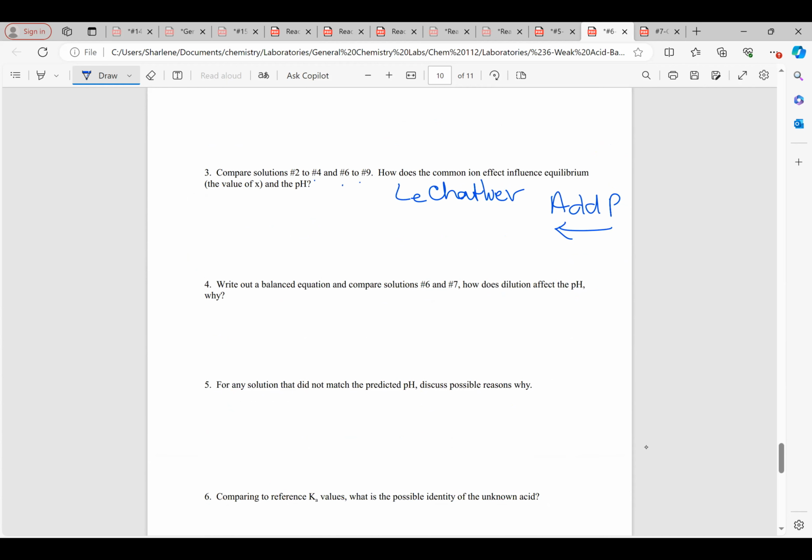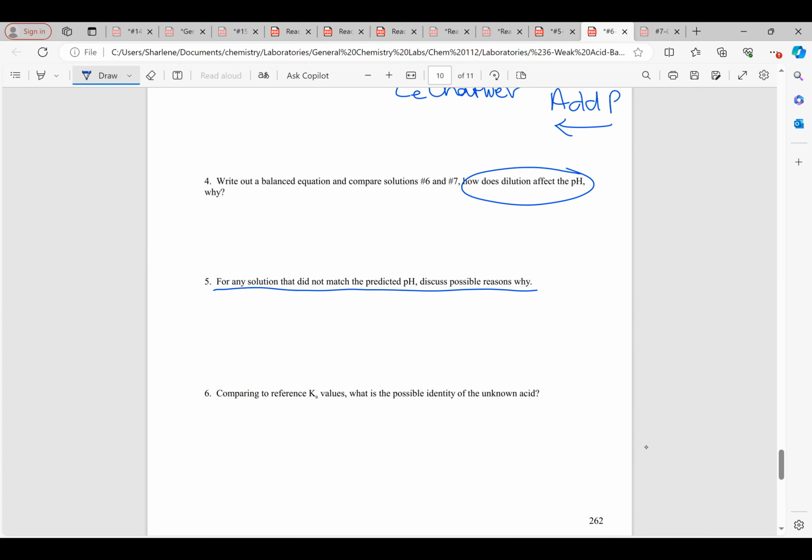Write out a balanced equation and compare solutions 6 and 7. How does dilution affect the pH? All of those problems that we did with dilution: dilution makes the concentration go down, which makes it an even weaker acid. Then, of course, we can't do this one because we don't have our experimental values, for any solution that didn't match. And we can't do this one yet because we haven't done our unknown acid.